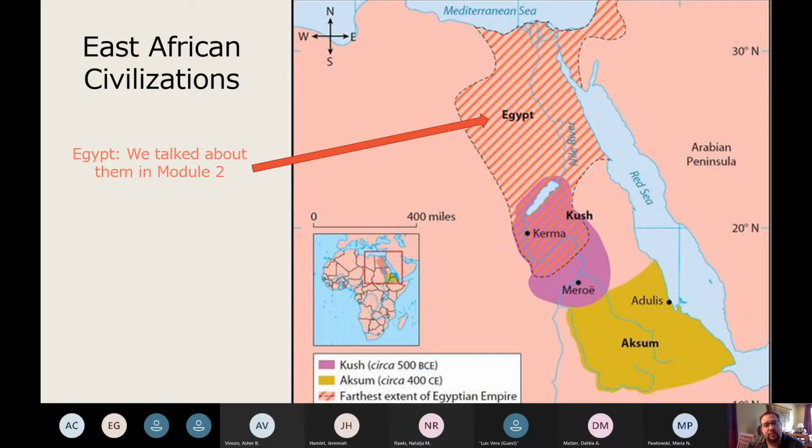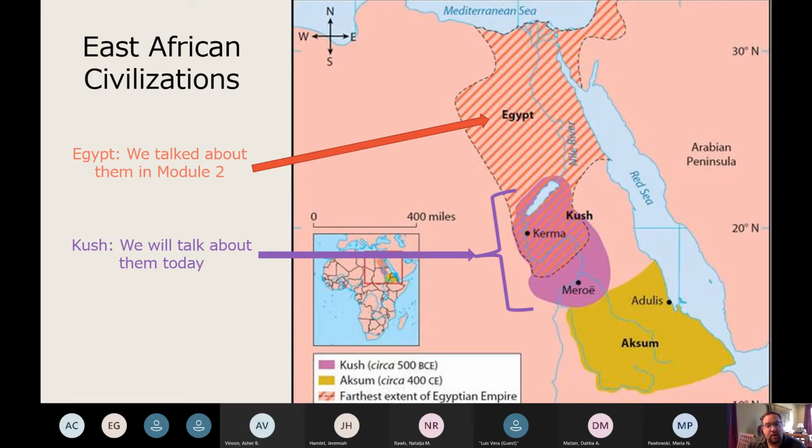So the next group that we're going to talk about is just south of there, the Kush, okay? They'd been around a long time. For a while, they were part of ancient Egypt. Then for a while, they kind of get their independence and are kind of their own civilization. And then again, they're kind of part of Egypt again. So it kind of has an intertwined history with ancient Egypt.